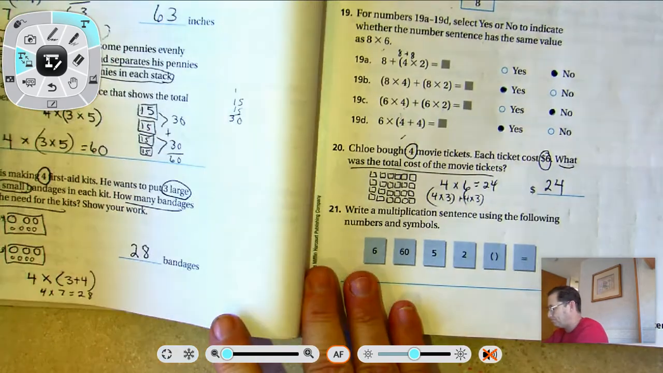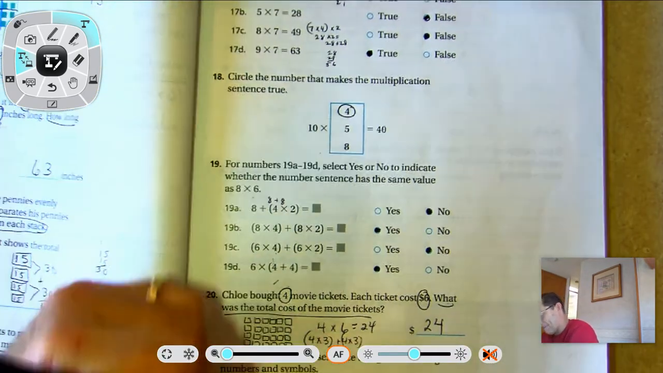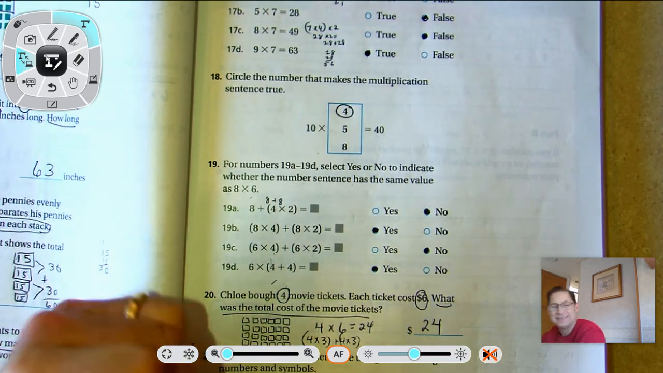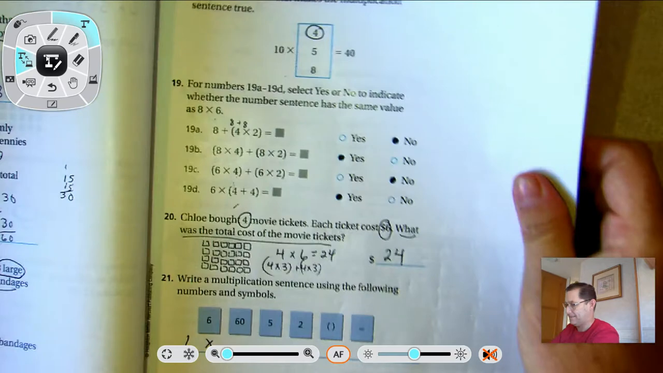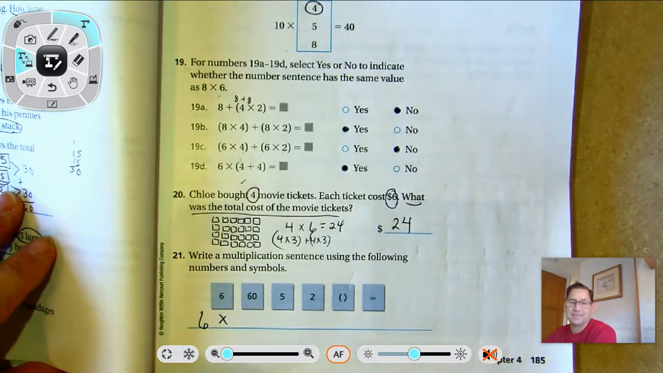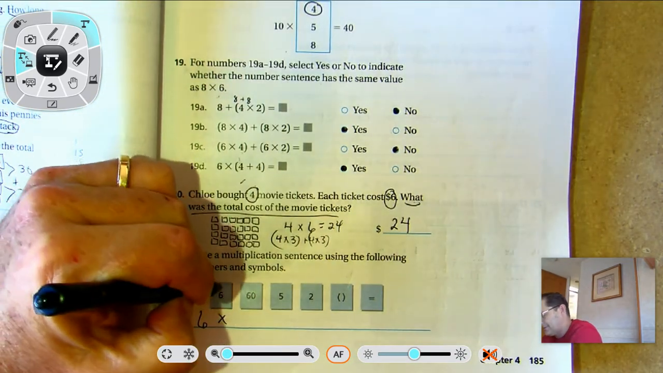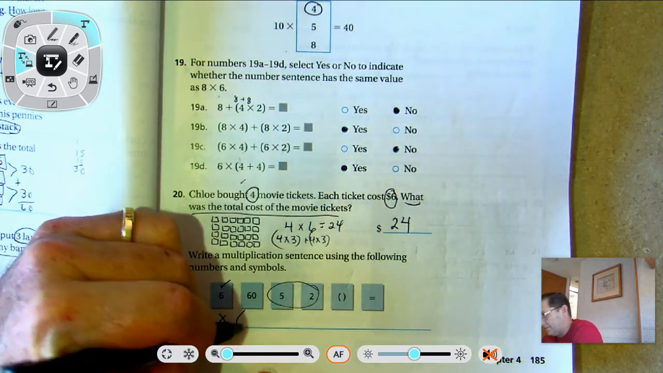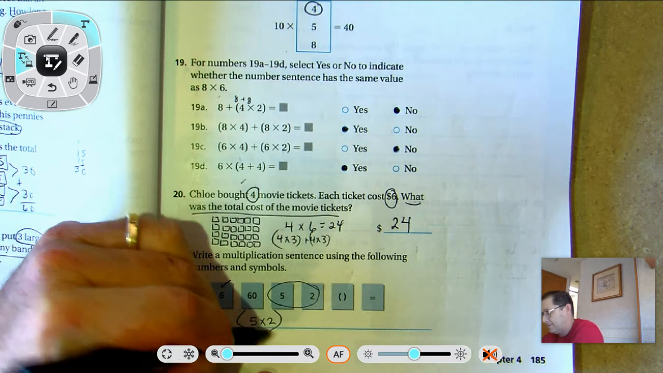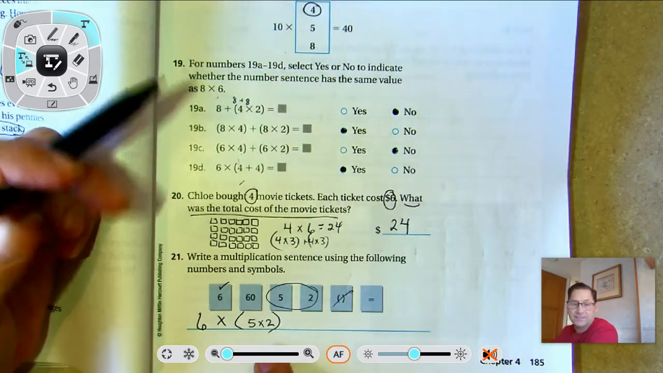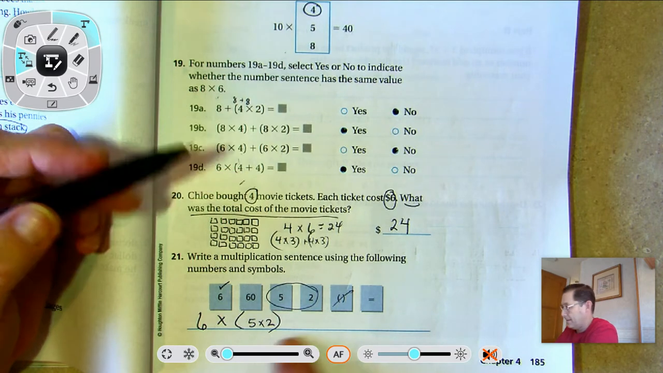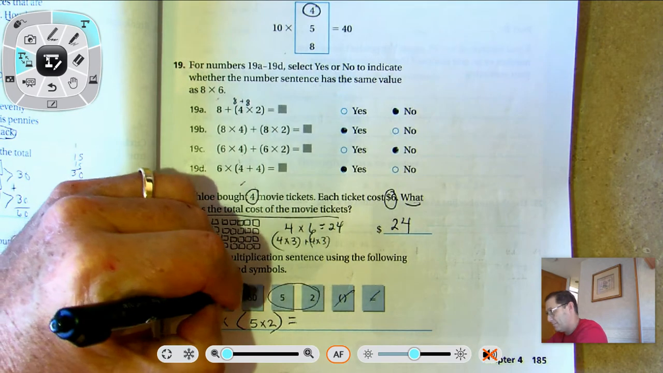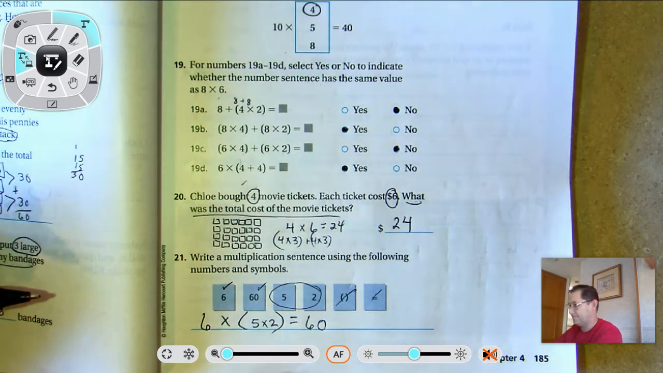Well, it has to be a multiplication problem. So I know 6 times 10 is 60. So there's the 6. I can get 10 by multiplying those two together. And I can put those in parentheses. And the equal goes there. What does it equal? It equals 60.